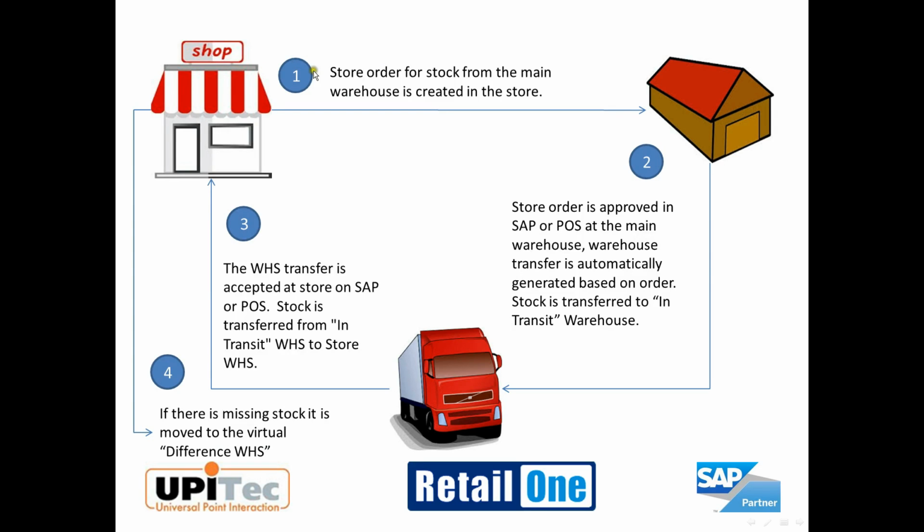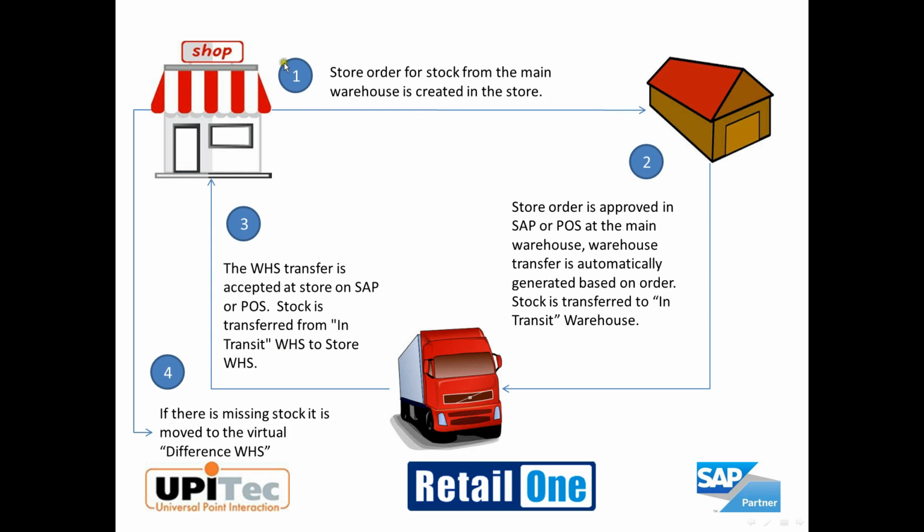Well, the shop manager is going to create a store order for stock from the main warehouse. And then at the main warehouse, or the back office, the logistics manager is going to approve the warehouse transfer. The transfer is then transferred from the main warehouse stock to an in-transit warehouse. And then when the order arrives at the shop, the workers accept the warehouse transfer and they approve it.